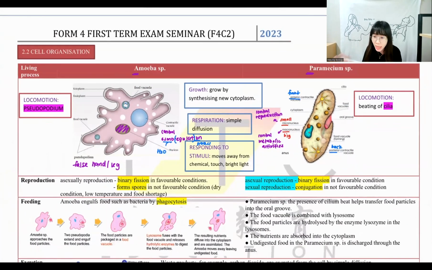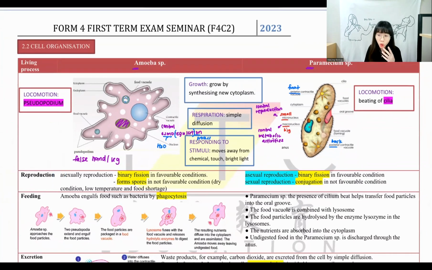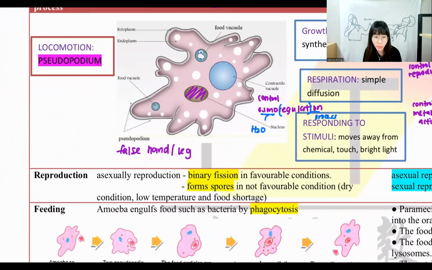Okay, after knowing the labor, we have to look at the differences in reproduction. Every living organism is able to reproduce. For amoeba species, they have only asexual. Asexual means what? A means no partner. It's only themselves, only one. In asexual reproduction, they will carry out binary fission. Binary means 1 to 2, 2 to 4, 4 to 8. They will split themselves into two.